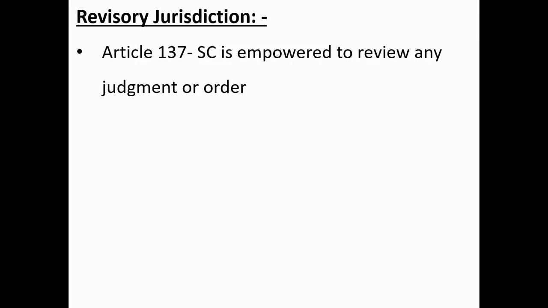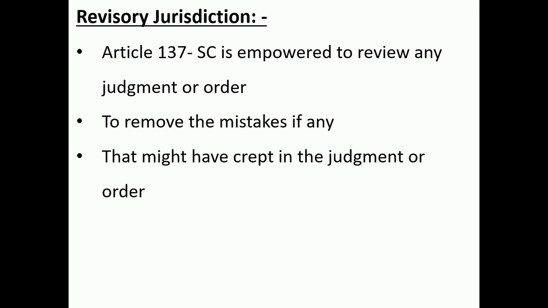According to Article 137, the Supreme Court is empowered to review any judgment or order, to remove the mistakes, if any, that might have crept into the judgment or order, because the Supreme Court is a court of record. So according to Article 137, the Supreme Court has the ultimate power to review any judgment or order made by the Supreme Court as well as other courts. This power is given just for removing mistakes. After all, these institutions are run by human beings, so there can be mistakes. In order to avoid errors, that is the aim behind this jurisdiction.